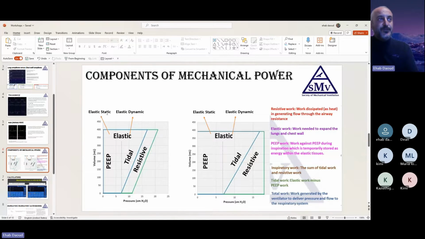If you look here, that's the same patient, but switched to pressure control, and you can tell that the area under the curve here is much bigger than the area under the curve for the volume control mode.